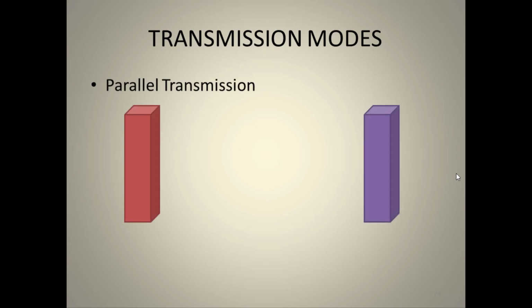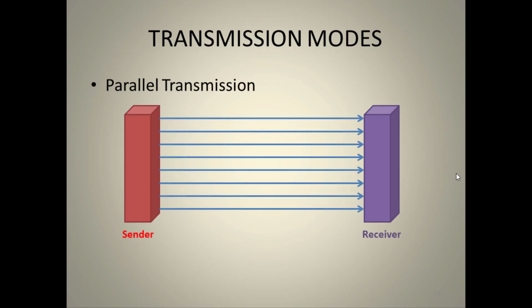In parallel transmission, we have a sender and receiver, and in this case they are connected through 8 wires. The interface supports 8 wires together. So if you want to send data, we can send 8 bits at a time. All the 8 bits travel at the same time.